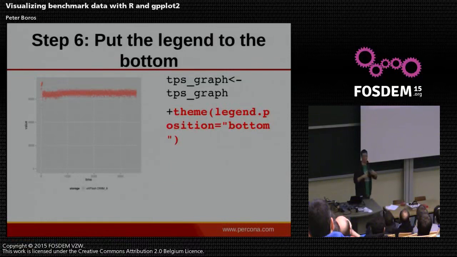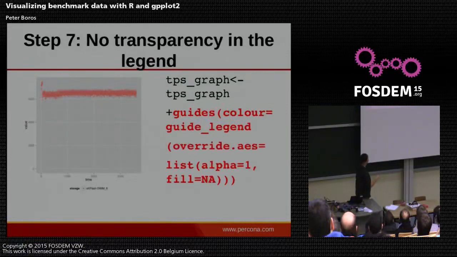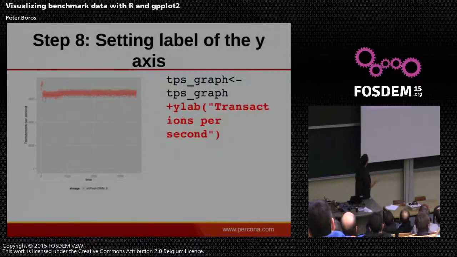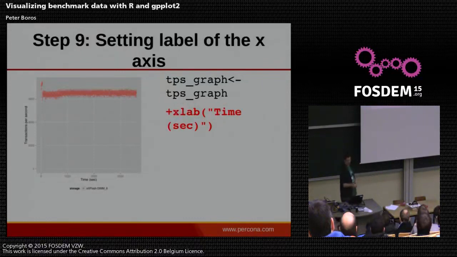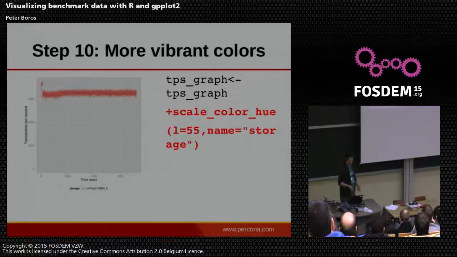We actually figured this out with Fred at last FOSDEM. So the color in the legend is really light. We can override the legend to have an alpha channel of 1, so we have the regular color dot here. We can add the label to the y-axis. We can add the label to the x-axis. This is a fairly common thing.